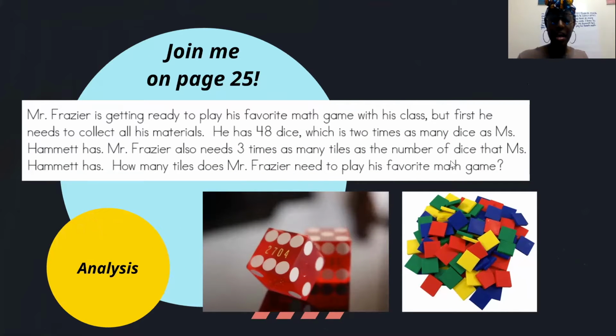Let's reread it and think about this story problem. Mr. Fraser is getting ready to play his favorite math game with his class, but he needs to collect all his materials. He has 48 dice, which is 2 times as many dice as Miss Hammett has. Mr. Fraser also needs 3 times as many tiles as the number of dice that Miss Hammond has. How many tiles does Mr. Fraser need to play his favorite math game?